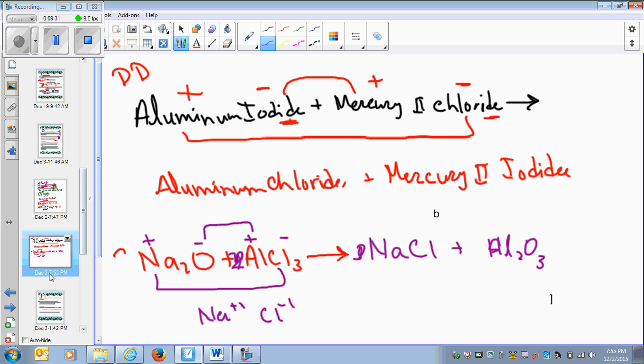So this is how you will learn how to predict products for single and double displacement reactions. The rest we will practice in class.